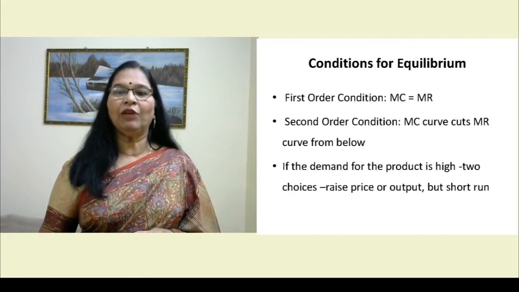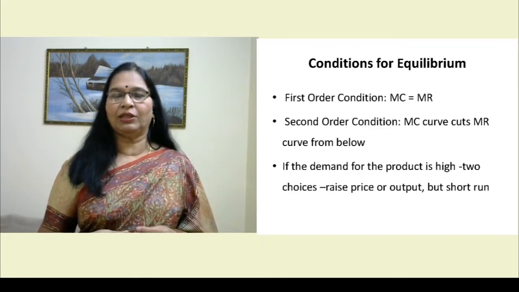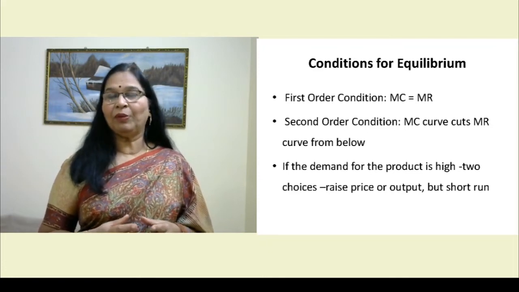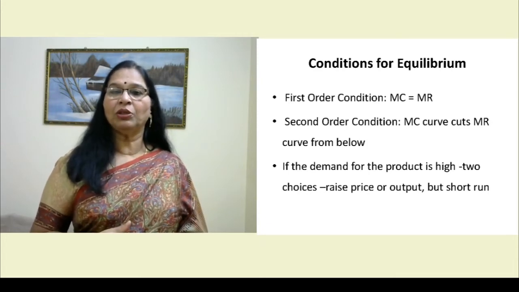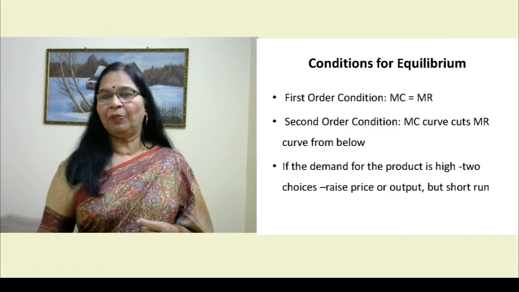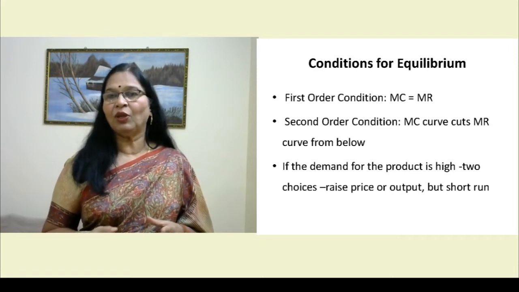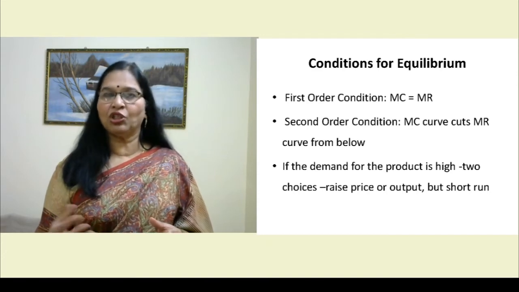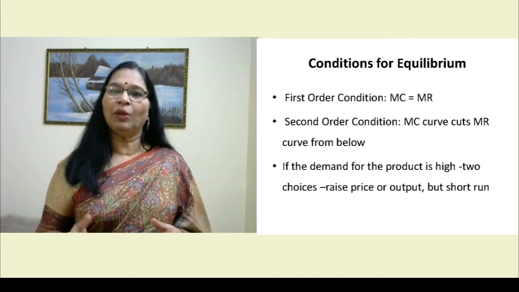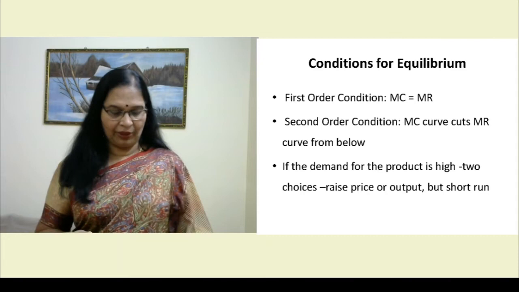So if the demand for the product is high, what can the firm do? Two choices. It can either raise the output or raise the price. But in the short run, we know that output cannot be raised unless the firm has got stocks of the commodity, or the only possibility is that it will raise the price.